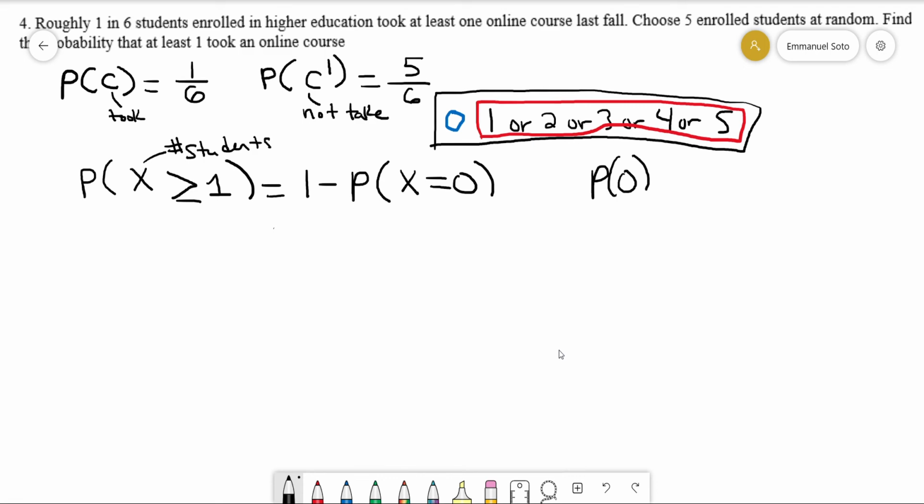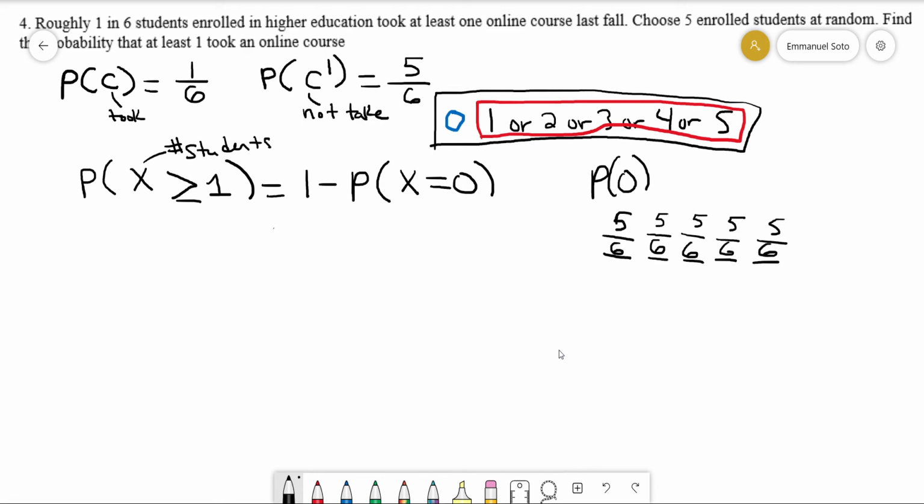So that means that if we have 5 students and none of them took it, then you have 5 over 6 for the first student. If you were to choose the first student, the probability that they did not take an online course is 5 over 6. If you choose the second student, the probability that they did not take one is 5 over 6. If you pick the third person, the probability that they did not take a course is 5 over 6, and so on. You can repeat this process.